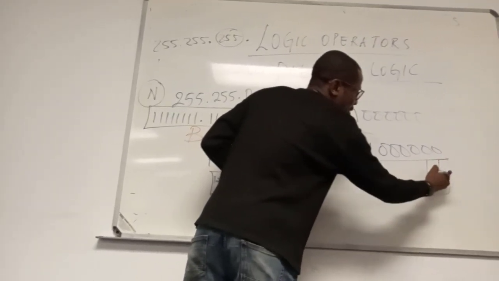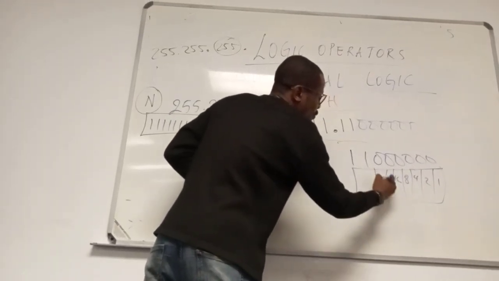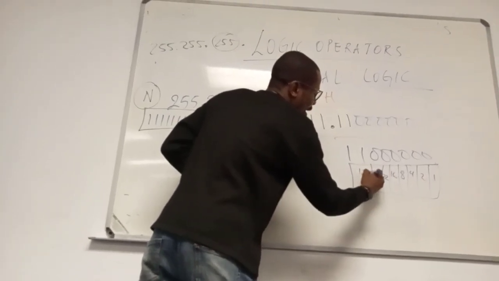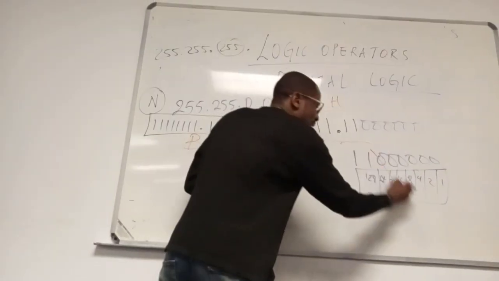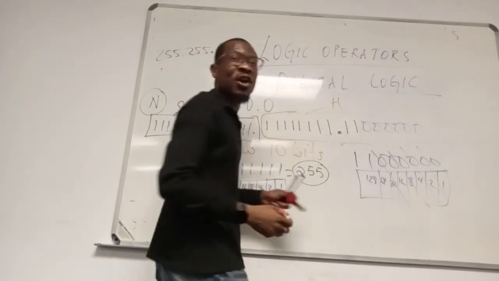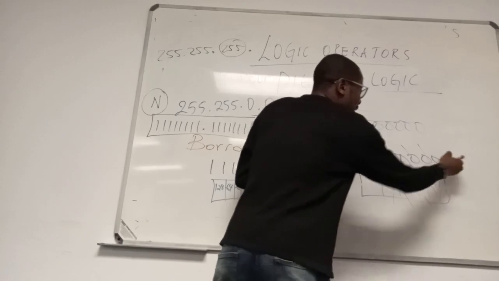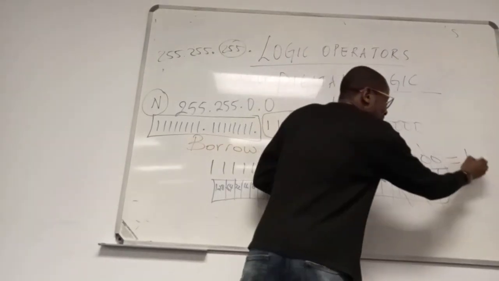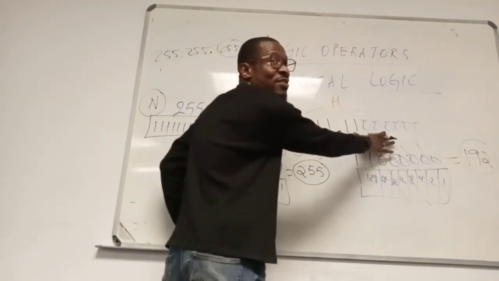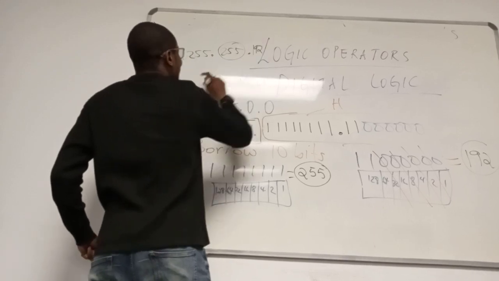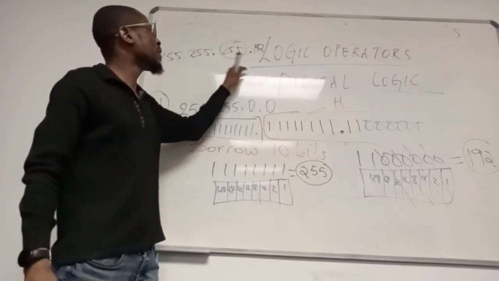1, 2, 4, 8, 16, 32, 64, and 128. Because you have zeros there, so the whole thing will fall. You're going to only remain with 128 plus 64. That's going to give you what? 192. You are done. So this 192, you're going to replace the last octet. This is your new subnet. So the new subnet mask is what? 255.255.255.192.